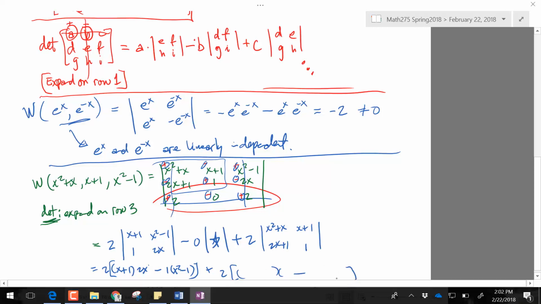So the rest of this, after you work all this stuff out, you should eventually get 0. Spoiler alert, you're going to get 0, for the Wronskian, not your test.